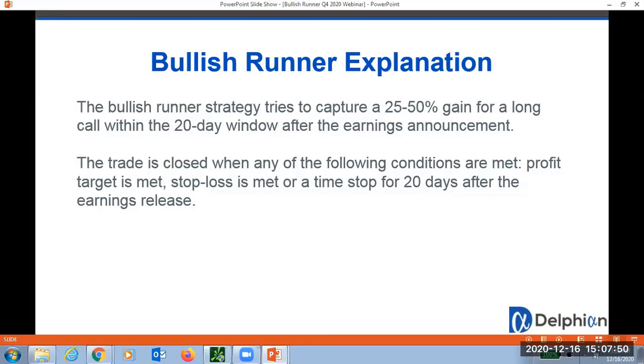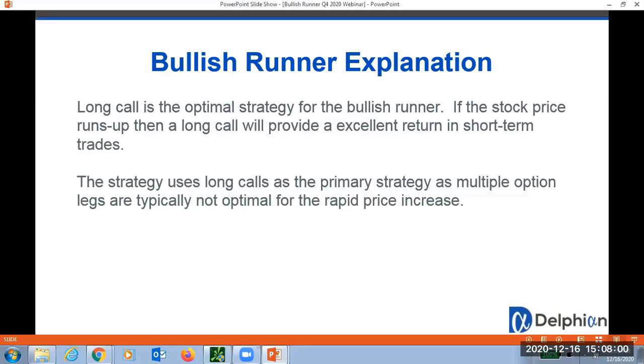Again, the trade on the bullish runners is going to be closed if the profit target is met, the stop loss is met, or the time stop, which could be, again, 1 to 20 days after the earnings release. The long call is going to be the best strategy for the bullish runner. We're talking about a short time window. You're talking about 20 days, 20 trading days out. So really, the best bang for your buck is going to be a long call.